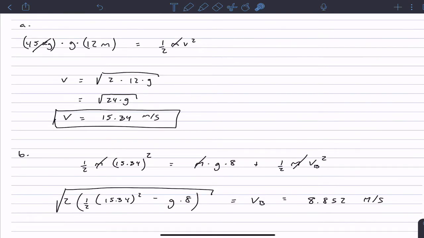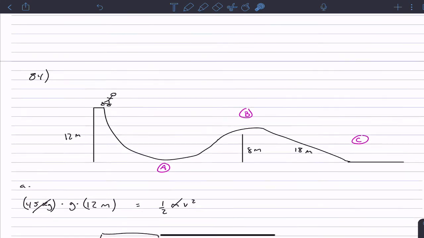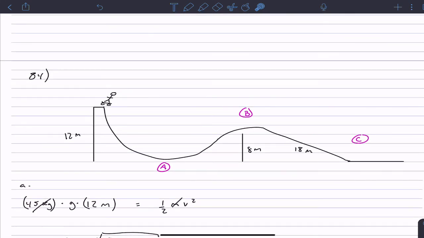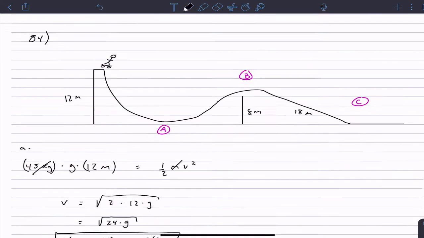And notice that at the bottom of the hill we had 15.34 meters per second, and at the top of the hill we had 8.852 meters per second. So we went down by quite a bit, okay? Not quite half, but it's close, right? So it goes down, it goes super fast, then it comes up, we lose quite a bit of momentum climbing this hill. That makes sense, so I'm happy with that answer.